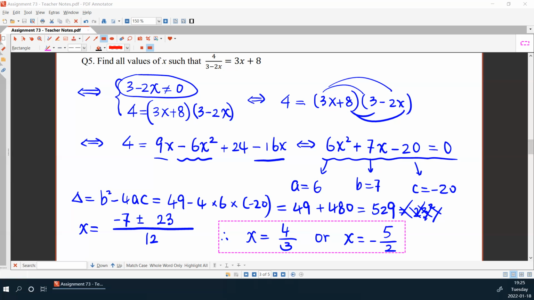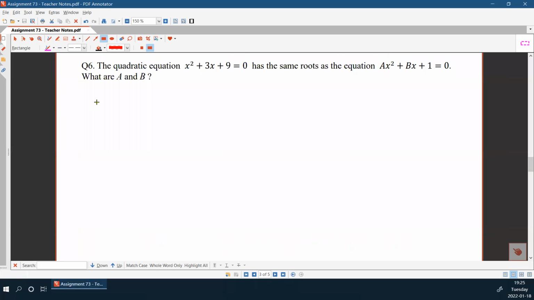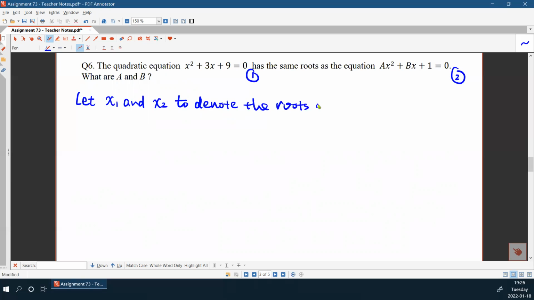Okay. All right. Then let's have a look at question 6. So the first quadratic equation has the same roots as the second quadratic equation. What are a and b? Okay, to facilitate our discussion, let's label the first equation with 1 and the second one with 2. And let's use 2 letters to denote the roots. So let x1 and x2 denote the roots of equation 1.